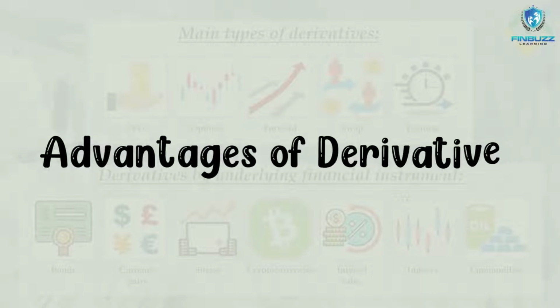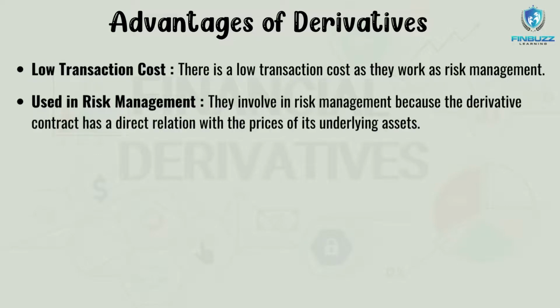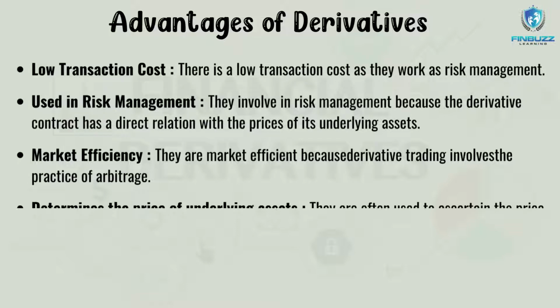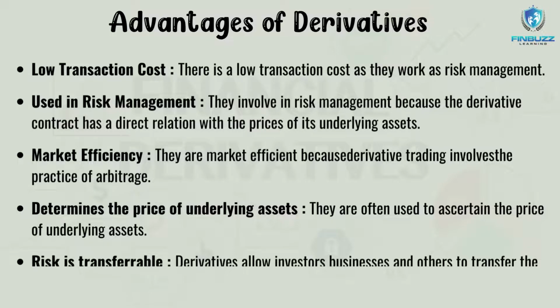Now we will understand the advantages of derivatives. Derivatives come with very low transaction costs, so we can say that they serve as risk management instruments. Derivative contracts contribute to lower market transaction costs. Derivatives are also used in risk management or risk hedging. The price of the underlying asset directly affects the derivative contract's value. Thus, the risk related to fluctuating price levels of the underlying assets is hedged using derivatives.